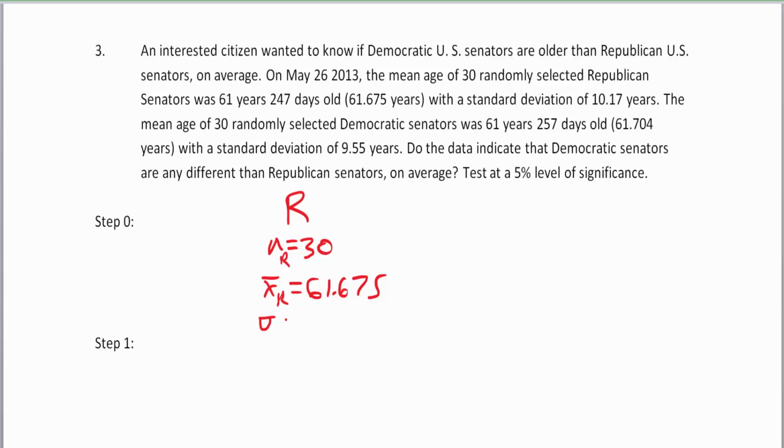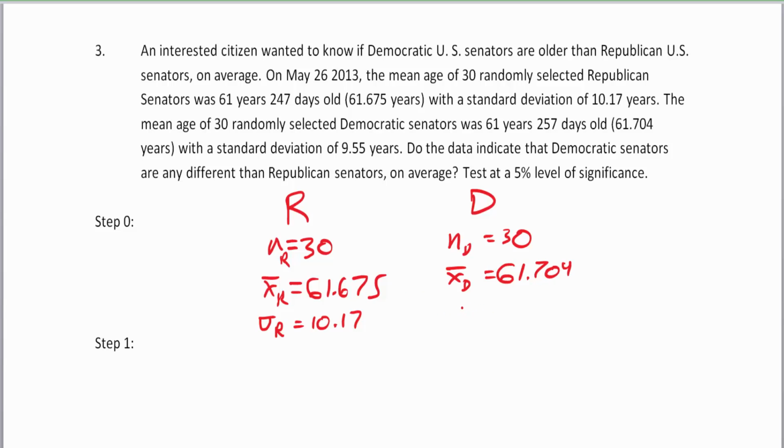Just because we're going to assume normality, essentially somewhere in this statement it probably says that. It's going to be sigma R with 10.17. The mean age of 30 randomly selected Democrats, so this is D, and n sub D is equal to 30, was 61 years, 257 days. Wow, only a 10-day difference. That's pretty close. x sub D, which is 61.704. Again, really close here.